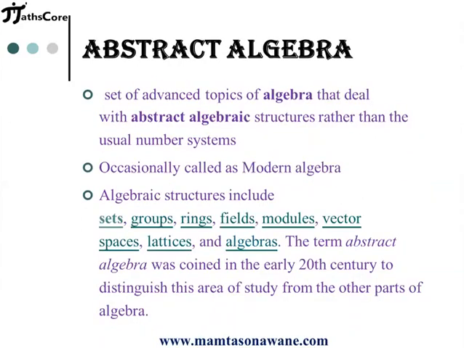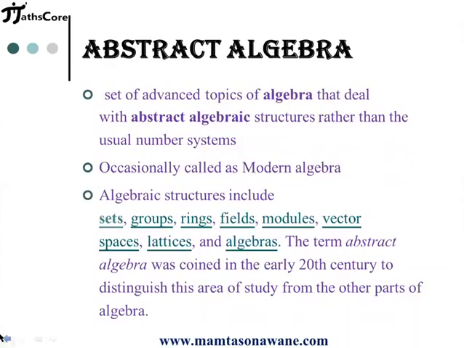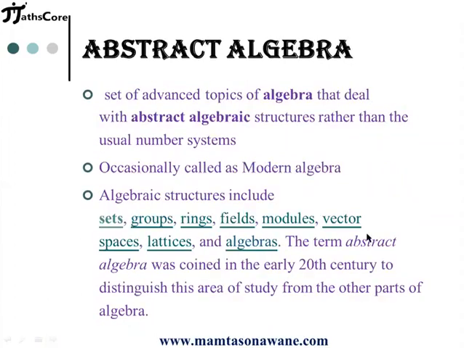Okay. So the next type of algebra is modern algebra. The next type of algebra is abstract algebra. So what does abstract algebra mean? It is a set of advanced topics of algebra. It means these concepts are more advanced than elementary and advanced algebra.